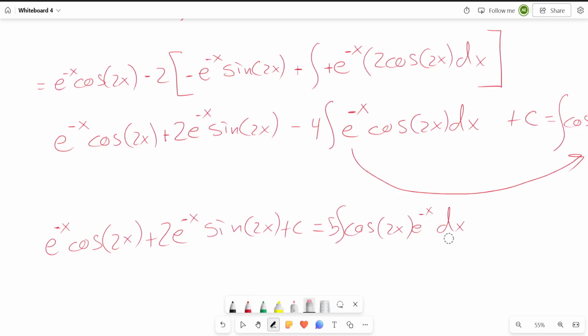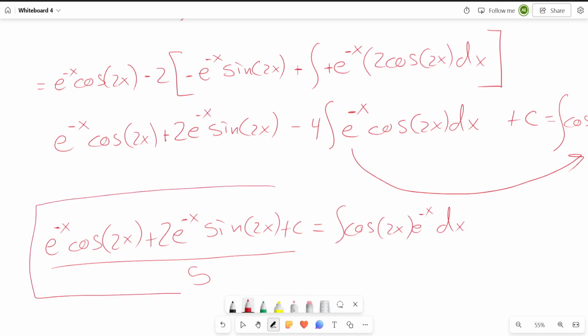So if I want to find the answer for this, I can basically divide by 5 both sides. So this 5 is going to cancel with this 5. So this over here is going to be the answer to the integral, which is integral of cosine 2x times e to the power of negative x.